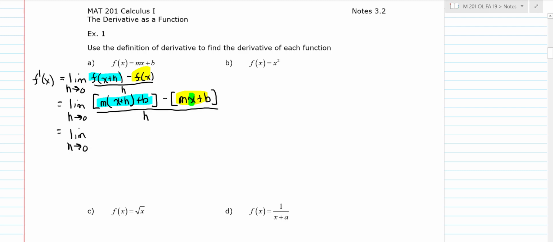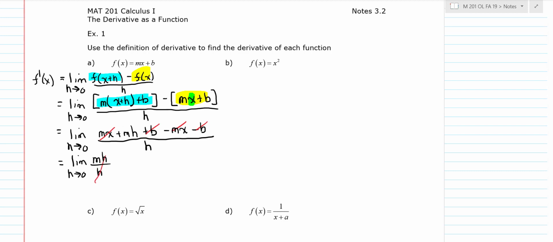This one's not too bad. If you multiply this out, you would have mx plus mh plus b, and then minus mx minus b, all over h. Basic algebra, distributive property. You see anything canceling out, you almost always will. So the mx's go to 0, the b's go to 0. So it looks like we're left with the limit as h goes to 0, and we're left with mh over h. The h's divide out. So what you're left with then is the limit of m as h goes to 0.